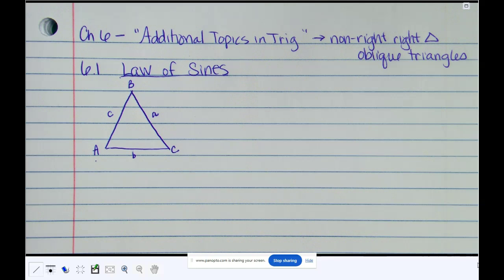Did you guys talk law of sines in geometry class? Do you remember? I mean, I know it's a long time ago. Yeah, because you would have seen that in geometry class where they're labeled opposite.